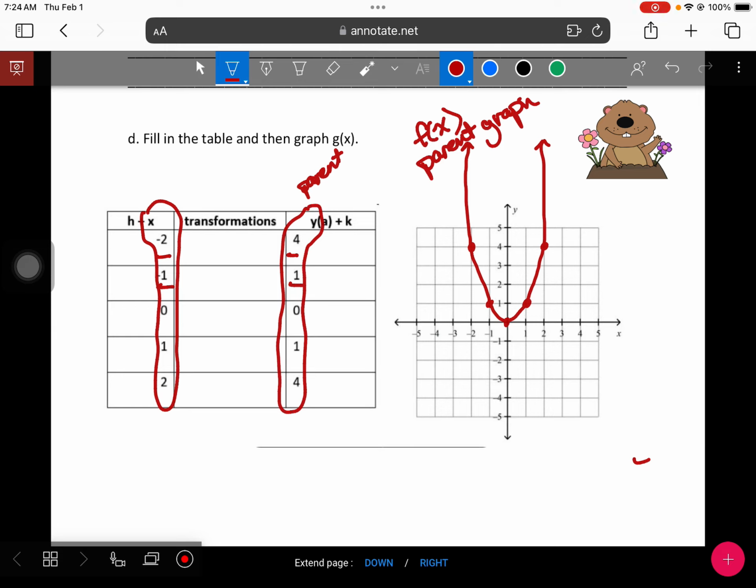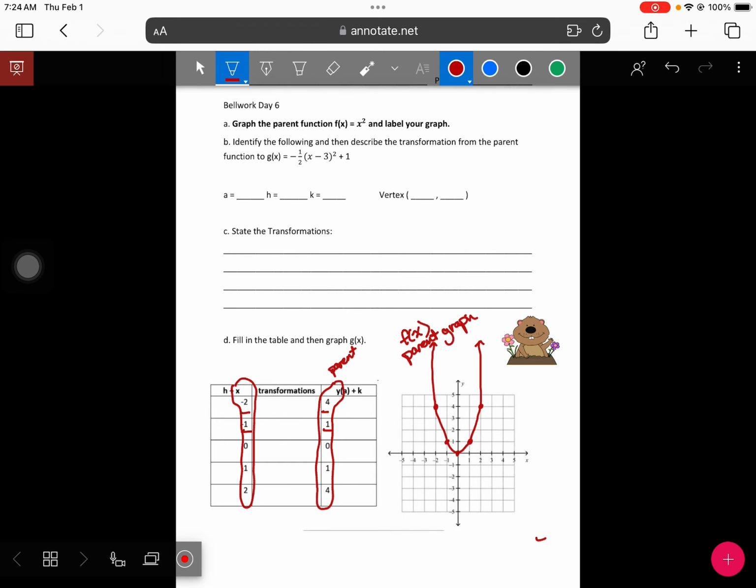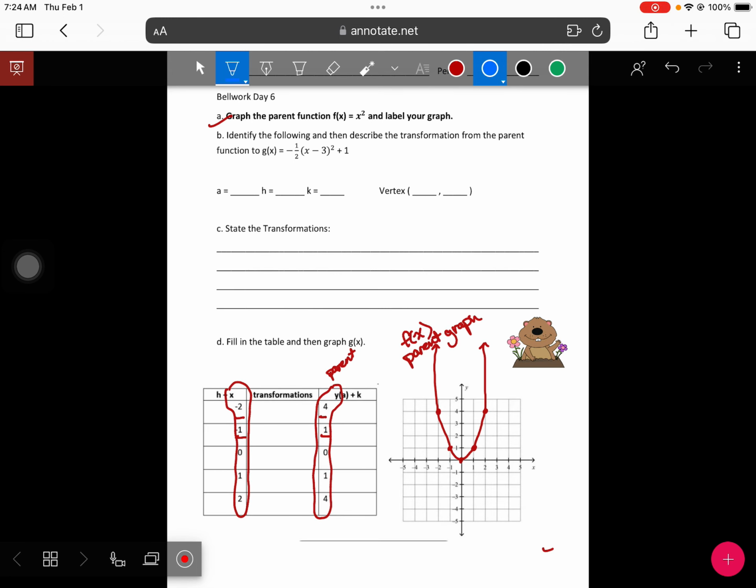Any questions on how to graph that parent graph? Okay, so we got the first part done then. Letter B says, identify the following and then describe the transformation from the parent function to g of x, which is -1/2 times quantity x minus 3 squared plus 1. Now, there's a lot of stuff going on here, okay? A lot. So first of all, let's break it down.